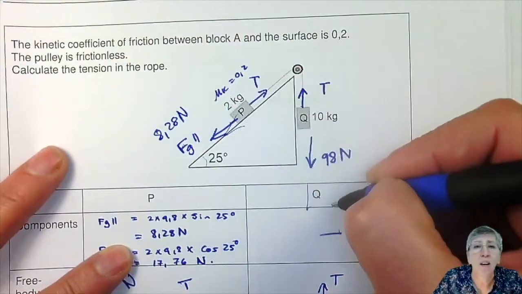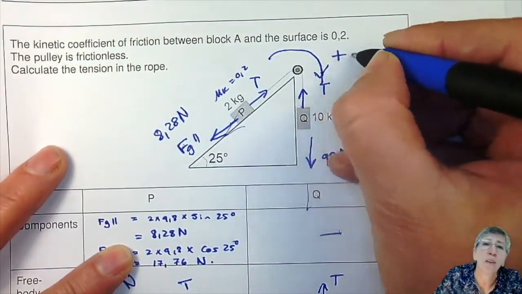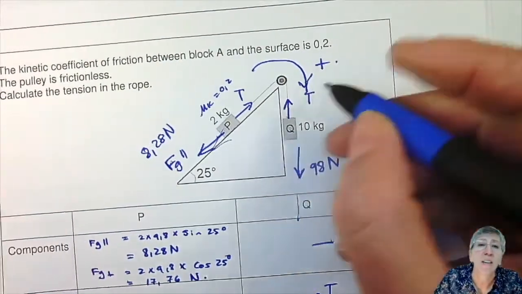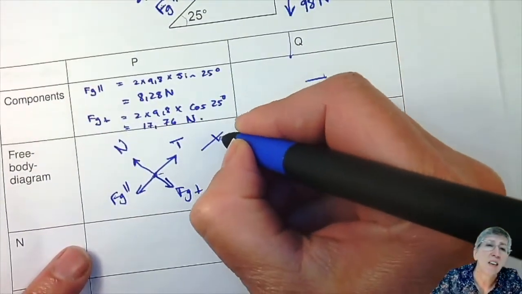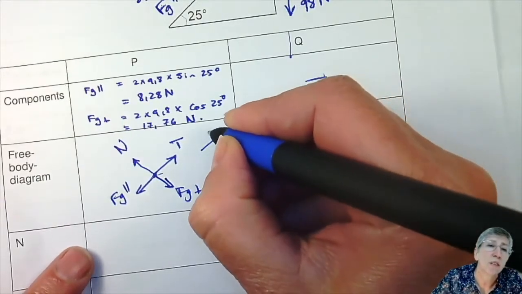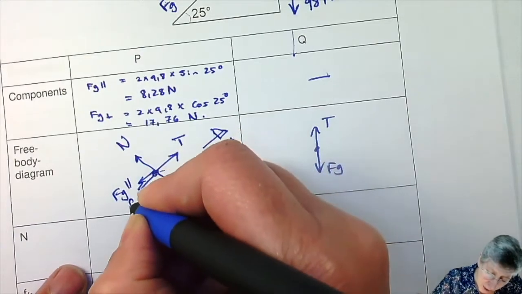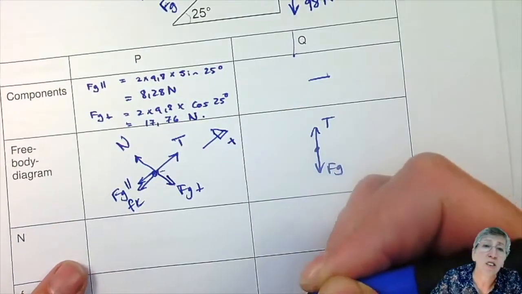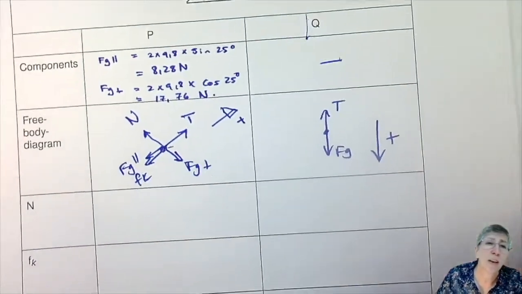So who's pulling harder? This side is pulling harder. This whole system is definitely moving in that direction, right? So if this one is moving up the plane, if that is the direction of movement and therefore the positive direction, then that tells me friction is going to be in the downward direction, right? So this one is going to move down, that one is going to move up the plane.